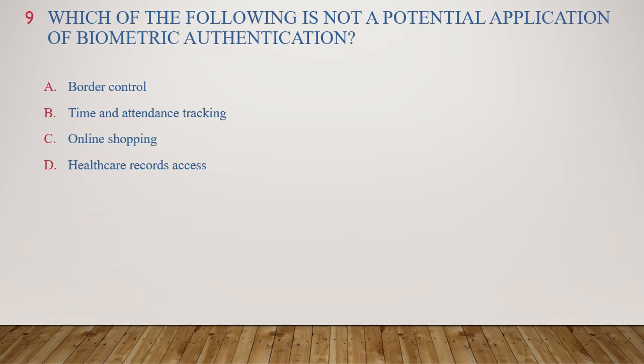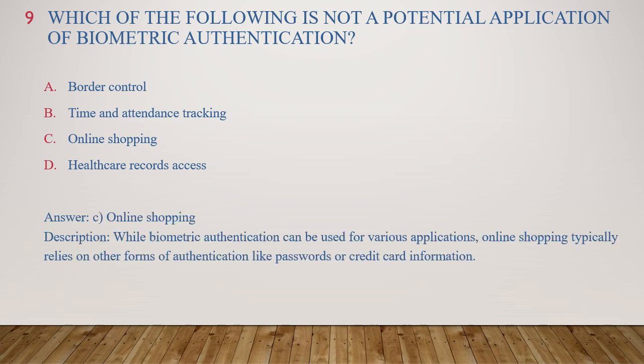Question number 9. Which of the following is not a potential application of biometric authentication? A. Border control. B. Time and attendance tracking. C. Online shopping. D. Healthcare records access. The one that is not a potential application of biometric authentication is C.